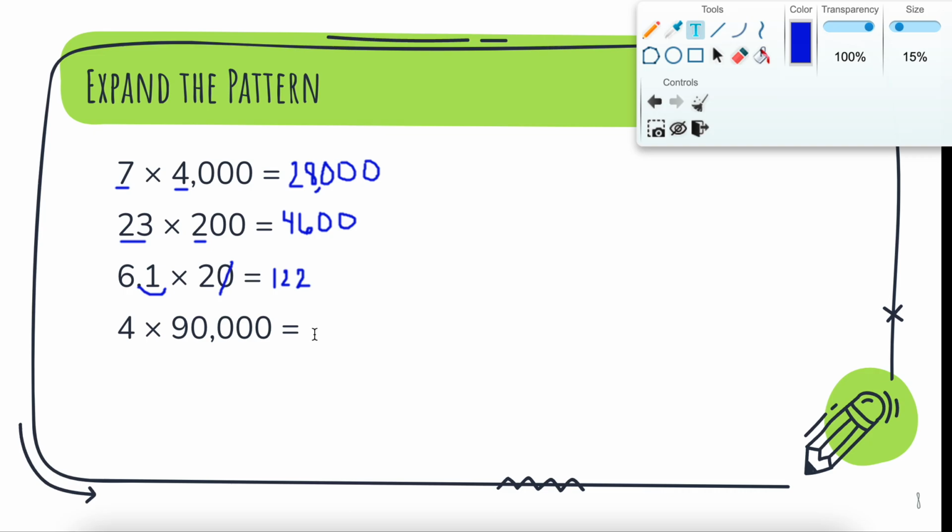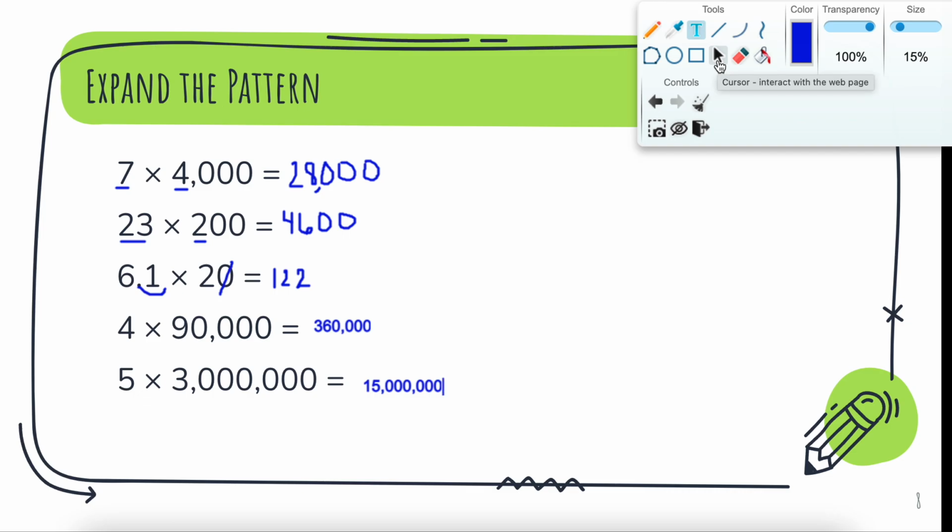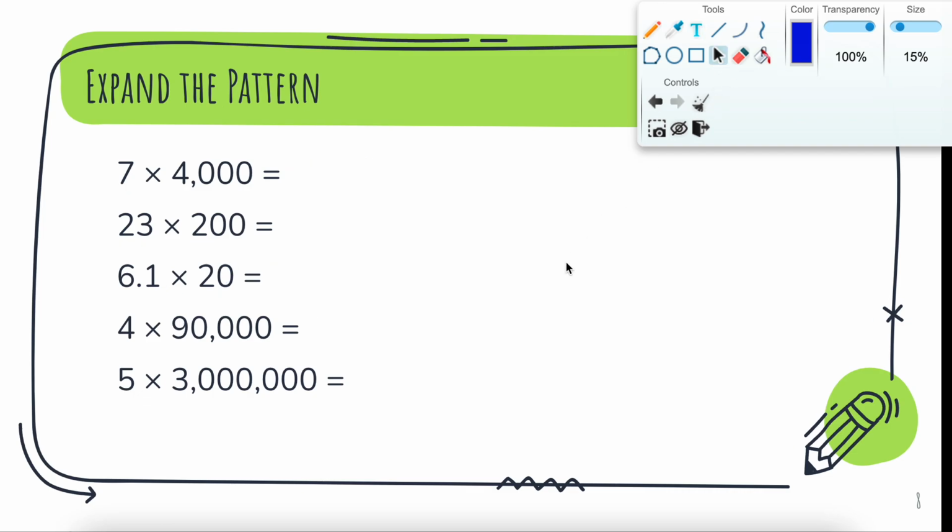4 times 90,000. I know 4 times 9 is 36. And then I add on 4 zeros, so it's 360,000. 5 times 3 million. I know 5 times 3 is 15. And then I add on the 6 zeros to make it 15 million. So that's our trick for multiplying by multiples of 10.